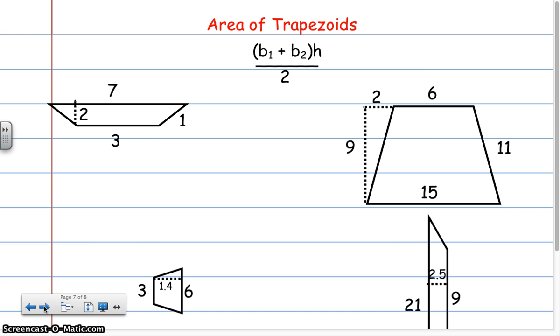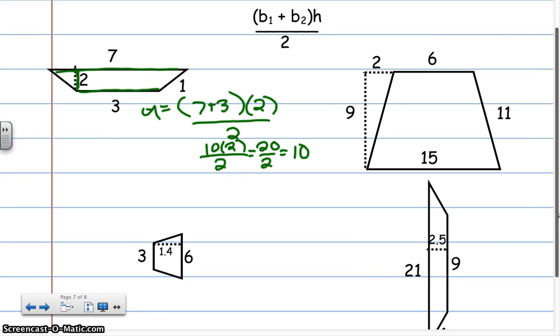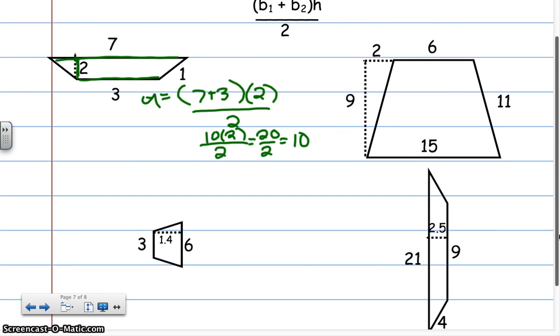So, this first one, my bases would be 7 and 3, right? My parallel sides. So I would go 7 plus 3 times my height. Height is perpendicular to my base, so it would be this, times 2 divided by 2. What's that? 10 times 2 divided by 2, 20 over 2, 10. I know I'm going fast. Okay, the next one, make sure you have one example in your notes at least, okay? You might want to choose one where I'm representing it on the side, your choice.